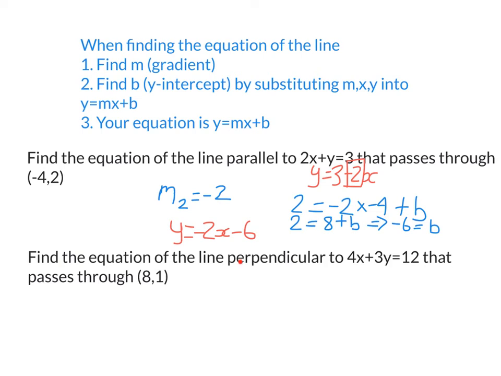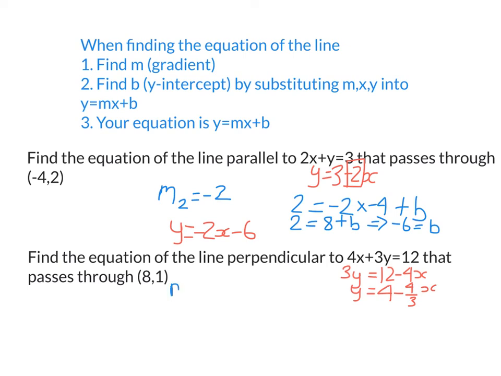I want to find the equation of the line perpendicular this time to 4x plus 3y equals 12 that passes through this point. My first step is I need to find the gradient of this second line. The gradient of the first line is found by rearranging it. So I'm going to rearrange it by subtracting 4x and then dividing by 3. If I divide 12 by 3, I get 4, and dividing minus 4x by 3 as well. The gradient of this line here is minus 4 over 3.